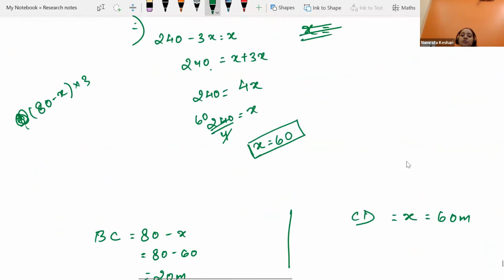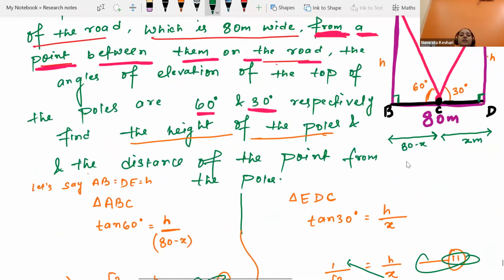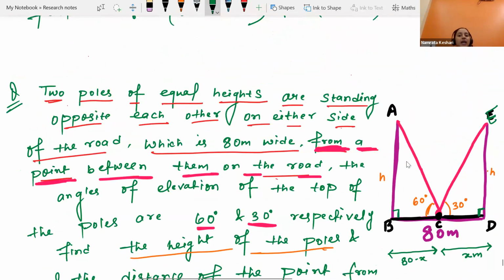Any confusion over here in the figure part, or maybe in the solution part, or maybe in the calculation part? If you have any confusion, please let me know. I'll clear it now. Any confusion? No, ma'am. Okay, Aisha, yesterday you were asking about question number 5, right?